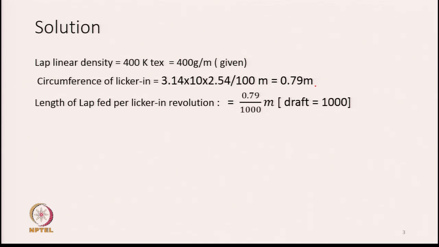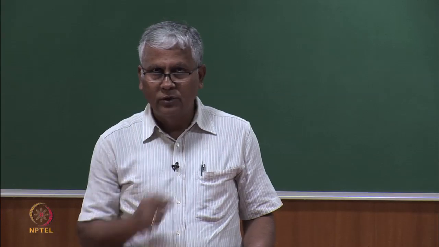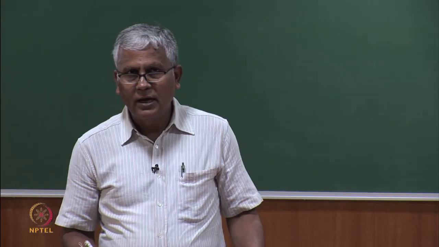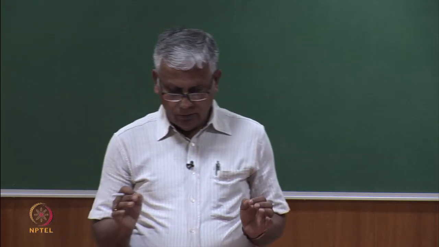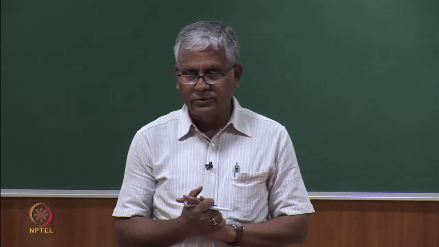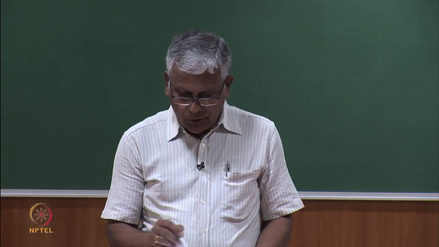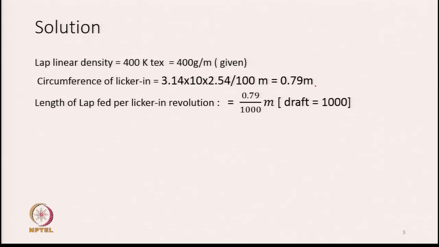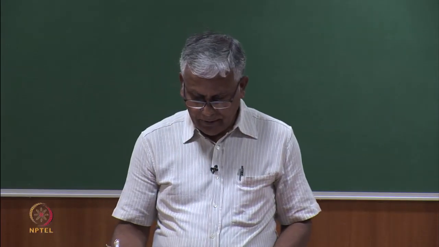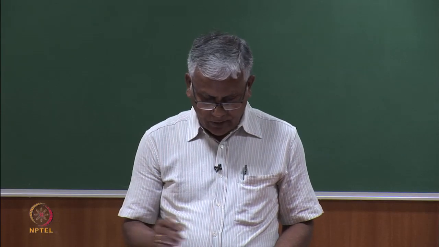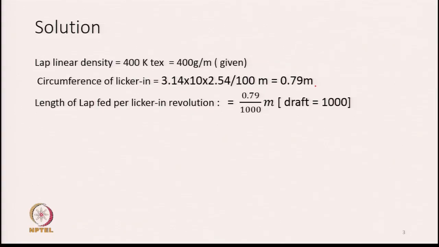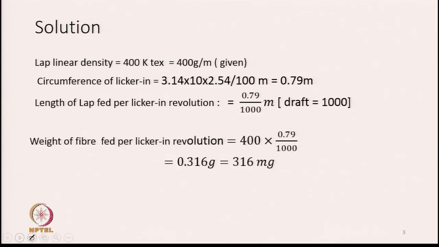Now, we have to find out that if the Licker-in rotates by 1 revolution, how much length of lap is fed? What is given here is the draft, which is 1000. That means, if for 1 revolution of the Licker-in the surface moves by 0.79 meter, the length of the lap that will be fed will be 1000 times less. Hence, length of lap fed per Licker-in revolution is going to be 0.79 by 1000 meter. All right. Now, go to the next step.